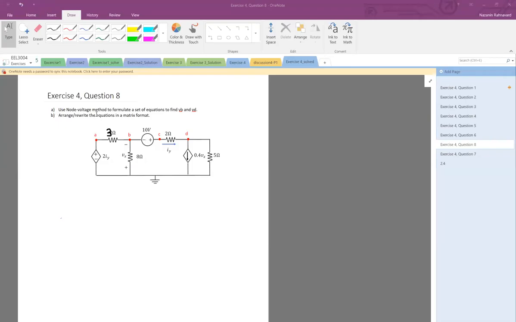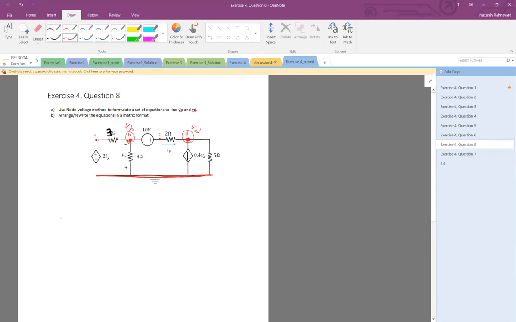Okay, so use the node voltage method to formulate a set of equations to find VB and VD. Because it's a node voltage method, we have to find the essential nodes. This is one essential node. The other essential nodes are node B and node C.